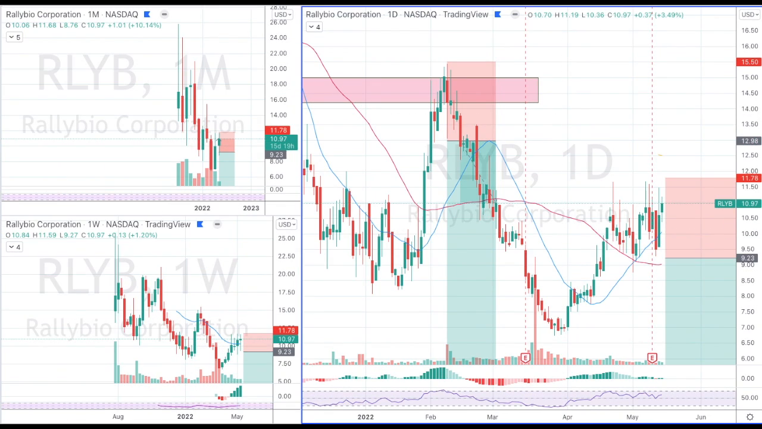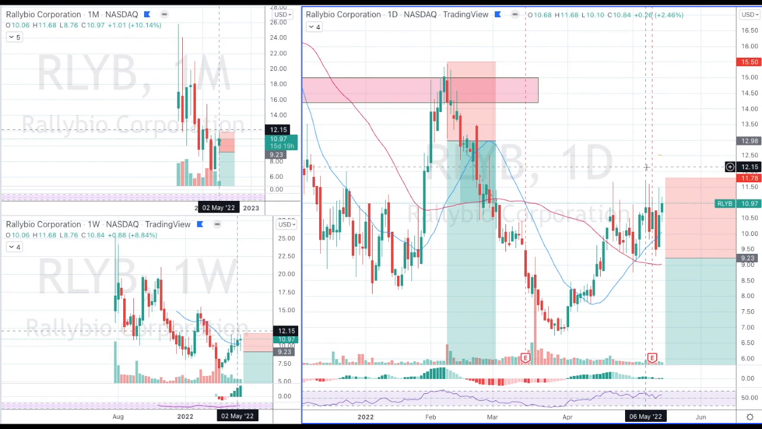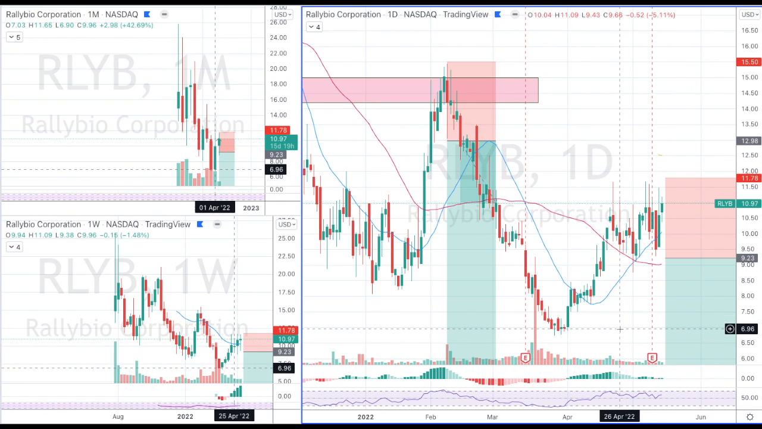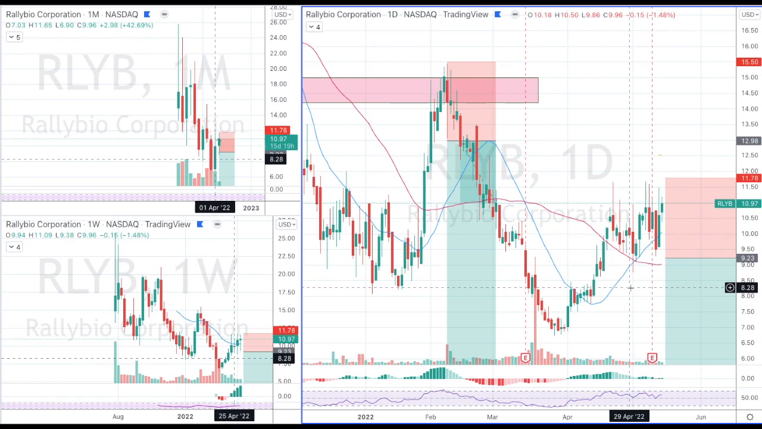This one is gone. On to the next. RLYB. This is one that we mentioned last week. I did like that this one was putting in sort of a double top retest with two topping tails. One on this day here and one on this day here. I got into this name and we started kind of chopping around. So this one is not getting off to a good start, but if we can break the lows here below $9, I think this one will be off to the races.